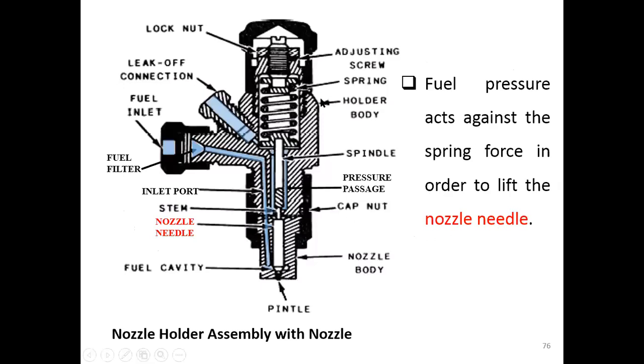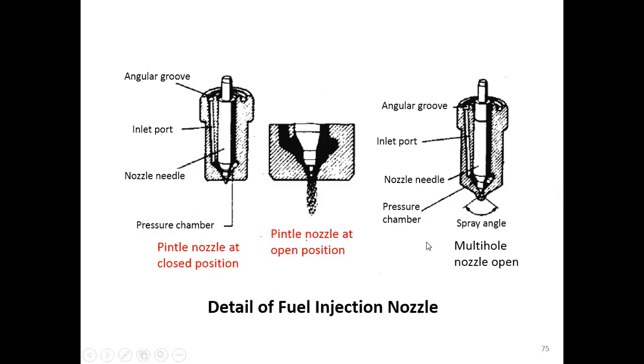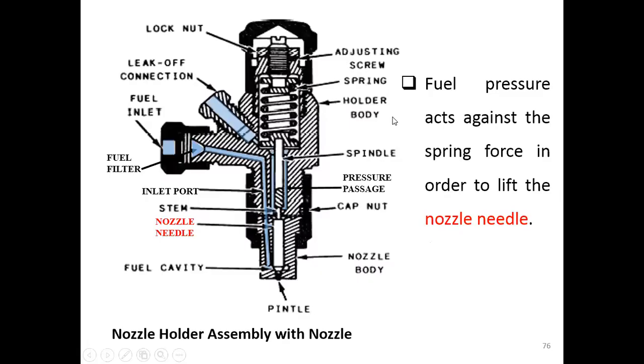Okay, now this one gives you the whole big picture of the nozzle holder. The previous picture just showed us these portions. This portion is already shown in detail in those pictures. But the full nozzle is shown right here, where you see the mechanism that opens and closes the nozzle needle. The nozzle needle is right here.